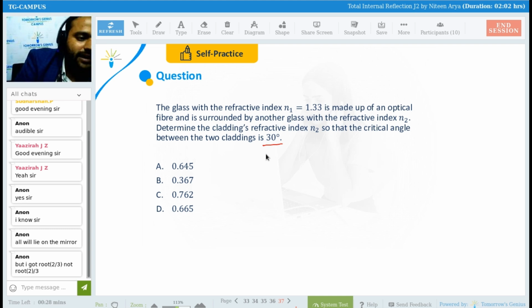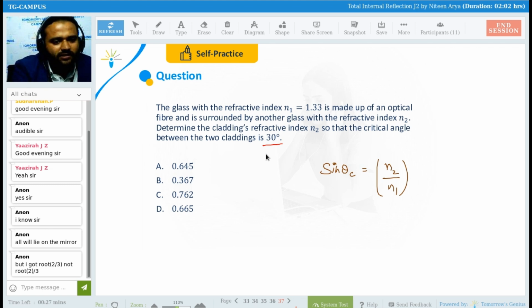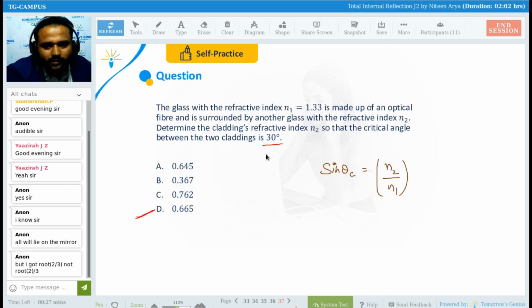Okay, yes. The correct answer we already know. Again the same thing: sine theta C is n2 by n1. Theta C is given, theta C is sine inverse of this. n2 you need to find, so simply n2 is sine theta C into n1. Exactly, D is the correct answer. Two students got it done. Given theta is 50 degrees, n1 is this, sine of 30 degrees is going to be there.